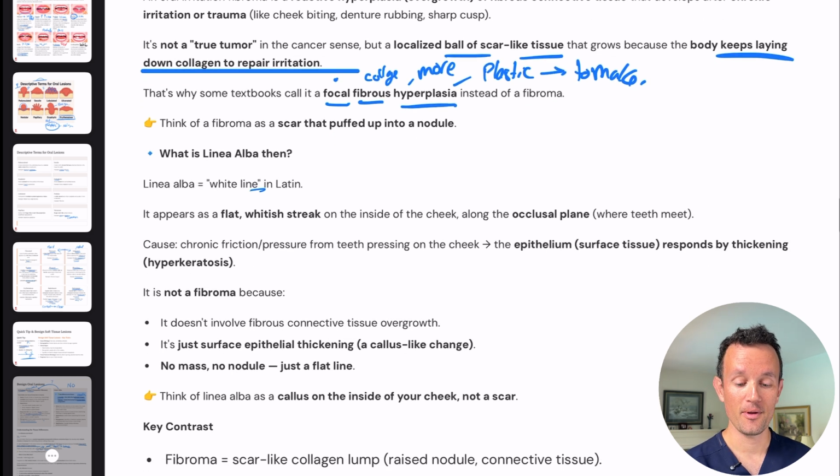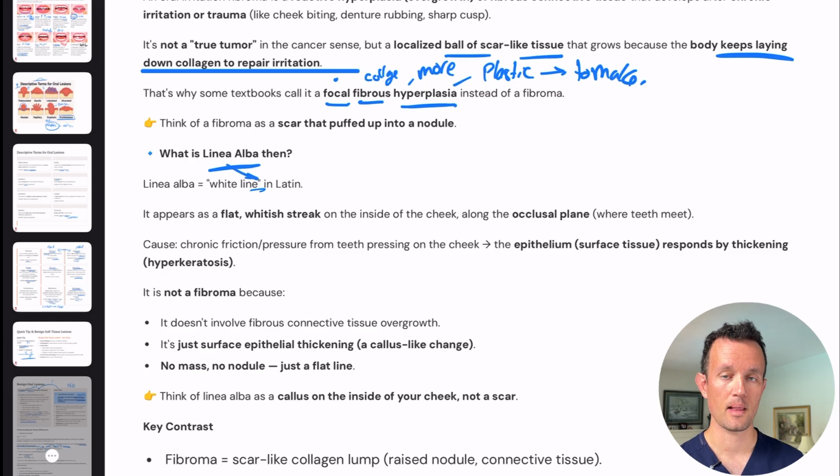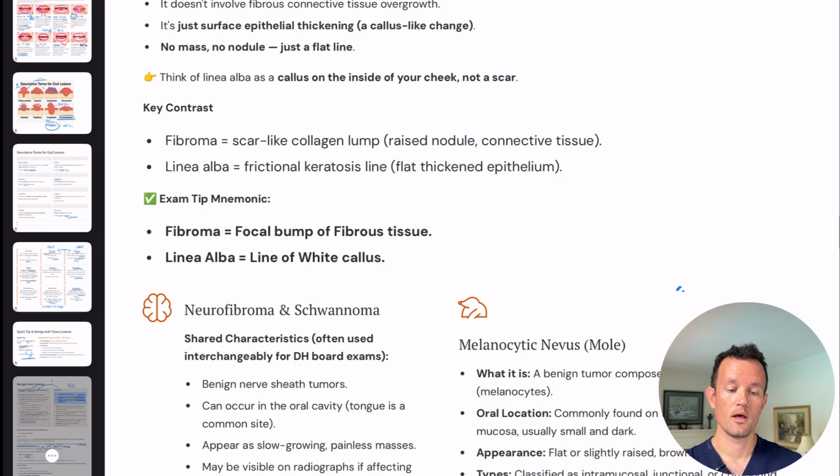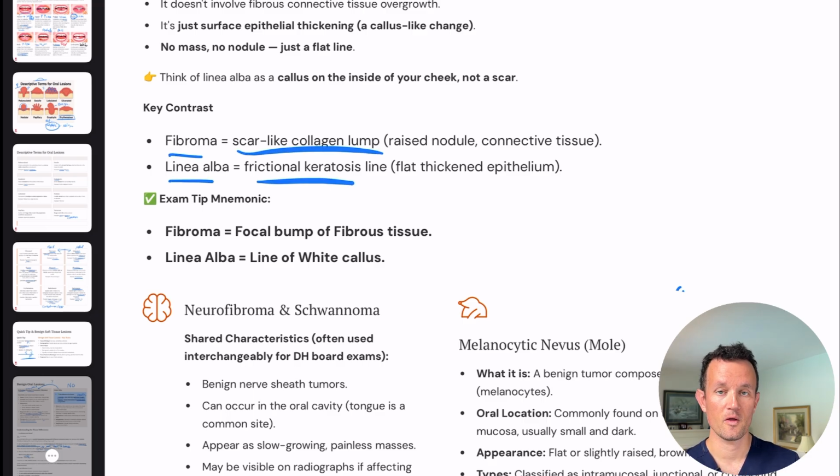So what is the linea alba? It's just Latin. Alba means white. I think of Albus Dumbledore. Remember that? Albus, alba, white. Linea, from line. Oh, isn't that nice when our English resembles Latin and it's easy? White line. So fibroma, a scar lump, linea alba, epithelial keratosis.